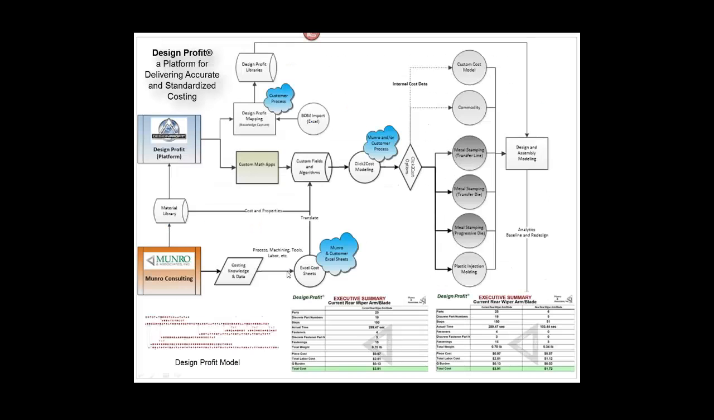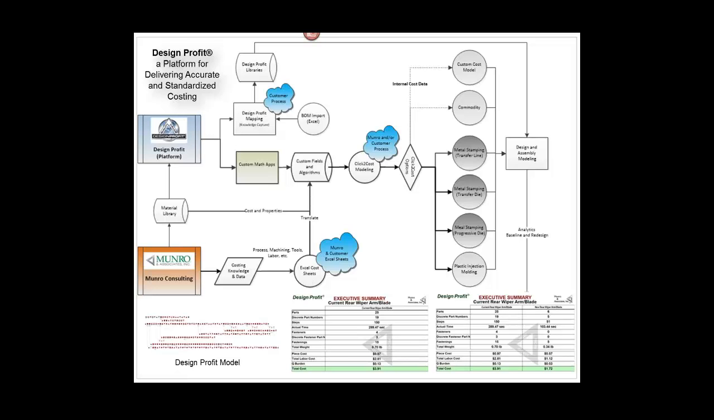So the first thing I'd like to do is give you an overview of our platform and how we use it to develop cost models. Munro Associates is our consulting arm. Design Profit is the platform. So we take our costing knowledge and data that we've collected over the last 30 years in process, machining, tool, labor, and other costs, and we push that into Excel cost sheets where we've developed cost applications.